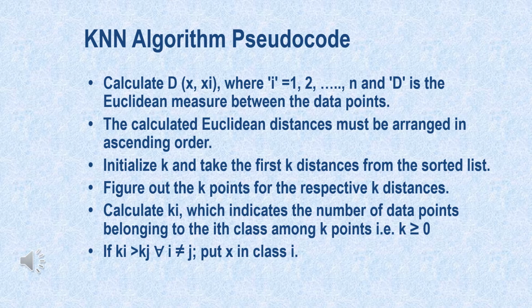The fourth step is figuring out the k points with the respective k distances. The fifth step is calculating ki, which indicates the number of data points belonging to the ith class among the k points. And the last step is: if ki is greater than kj for all j not equal to i, then put x into class i. So these are the algorithmic steps, or the pseudocode steps, of the KNN algorithm.